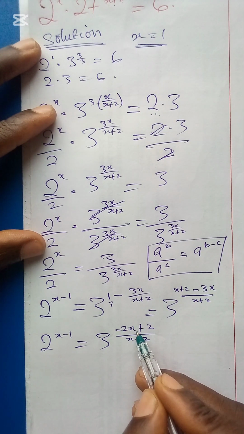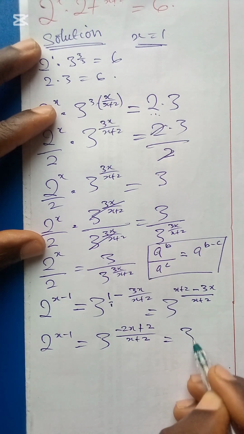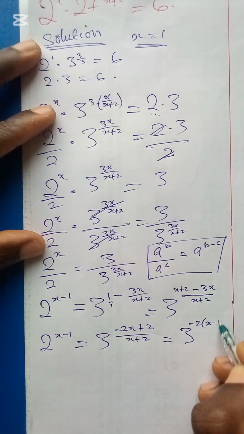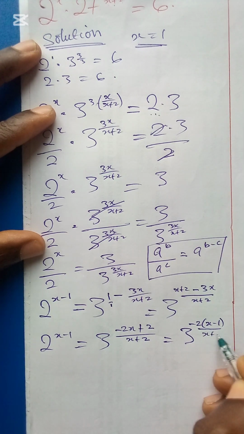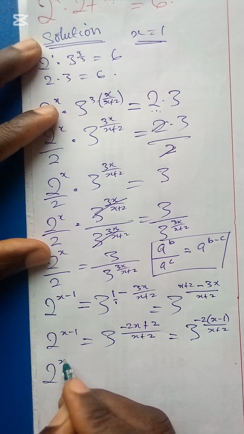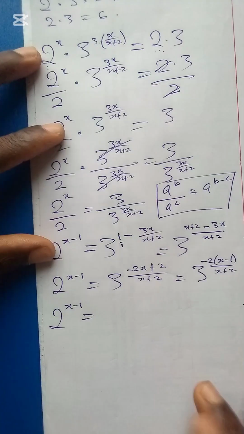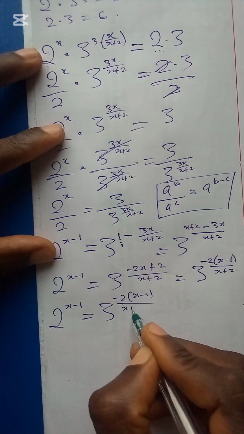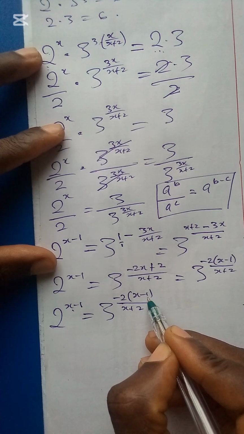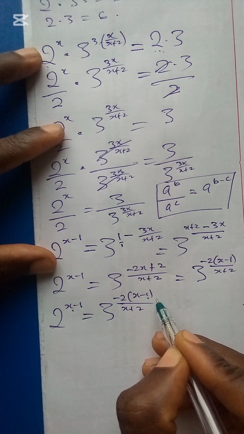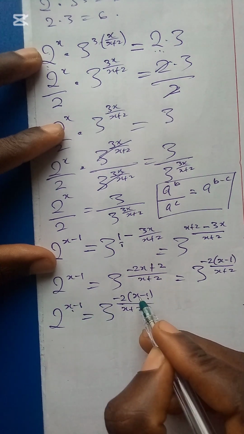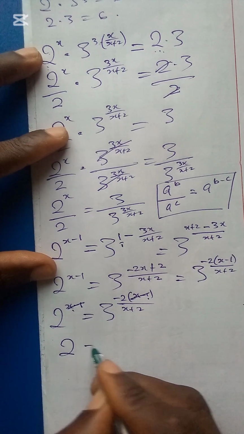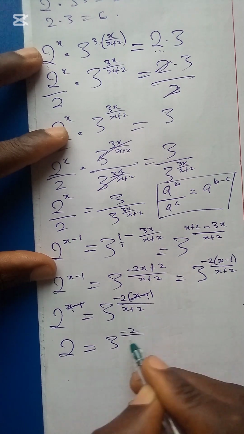Let me factorize minus 2 out here. So here becomes 3 to power minus 2, I have here x minus 1 all over x plus 2. So what I have is 2 to power x minus 1 is equal to 3 to power minus 2 times x minus 1 over x plus 2. So this and this can now cancel out when we divide both of the powers by x minus 1. So this and this will cancel out, leaving 2 is equal to 3 to power minus 2 over x plus 2.